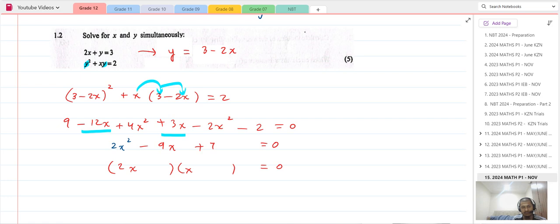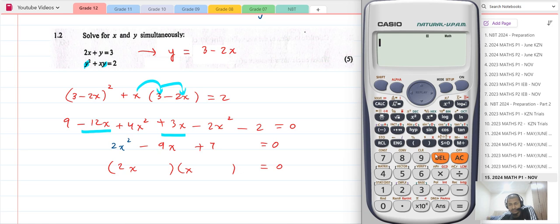X minus 2x squared minus 2. 2 minus 9 and 7. I just want to use the calculator and see if this here factorizes. Otherwise you can use the b squared minus 4ac. Mode 5 3. We have 2 minus 9 and 7. Okay, so it does work.